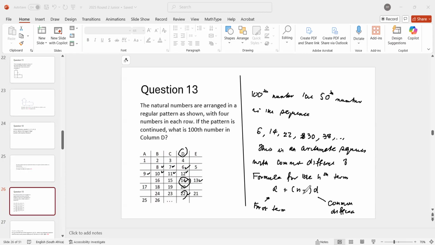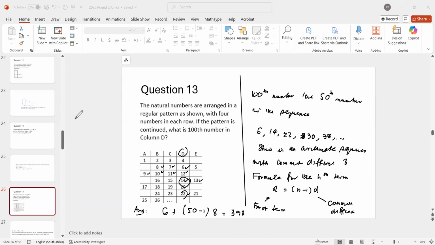So we're looking at, we know n is 50, you see. So therefore, the answer is, you put a is 6, it's the first term, and n is 50, so it's 50 minus 1 times d, which is 8. 49 times 8 is 392, plus 6 is 398. So the 100th term, 100th number is the 50th number, which we just calculated to be 398. So that's the answer.